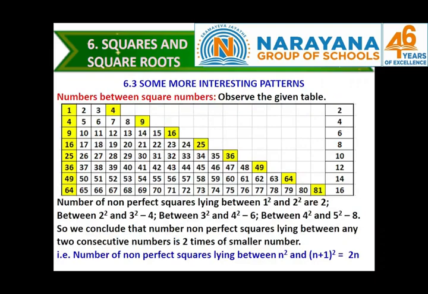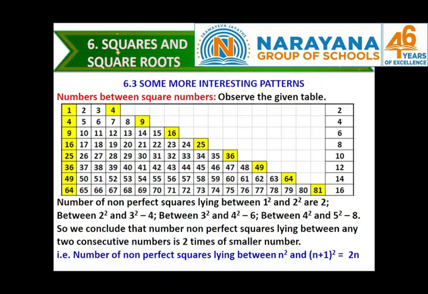The next one is numbers between square numbers. 1 is a perfect square. What is the next perfect square? 1 square means 1, 2 square means 4. Next perfect square is 4. Next perfect square, 3 square, 9. See, the yellow color boxes are perfect squares. The remaining white color boxes are non-perfect square numbers.